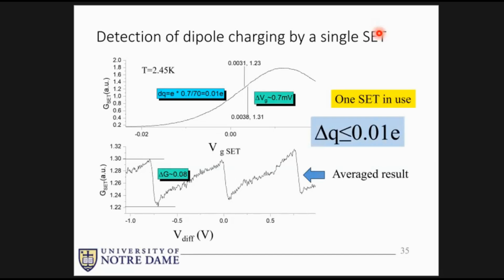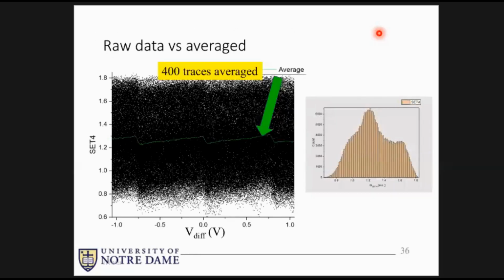But I must show you, this is the average result. If you look at the raw data, it looks slightly different. So in this particular case, we did some 100 trace averages. You can kind of see even there that something's going on, but it was not a very high signal-to-noise ratio, obviously.